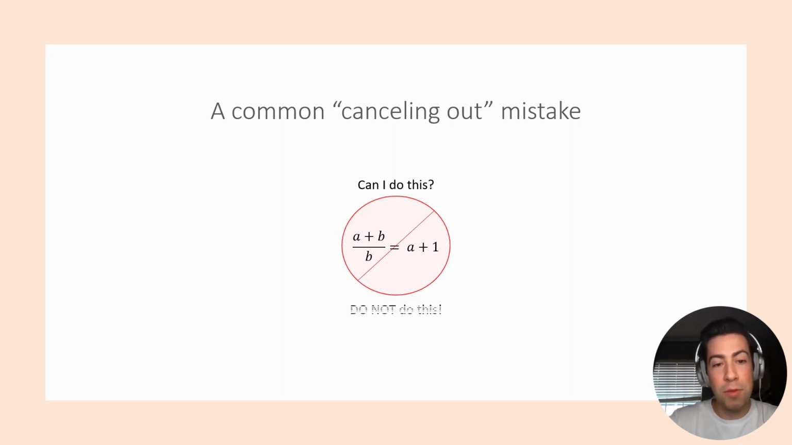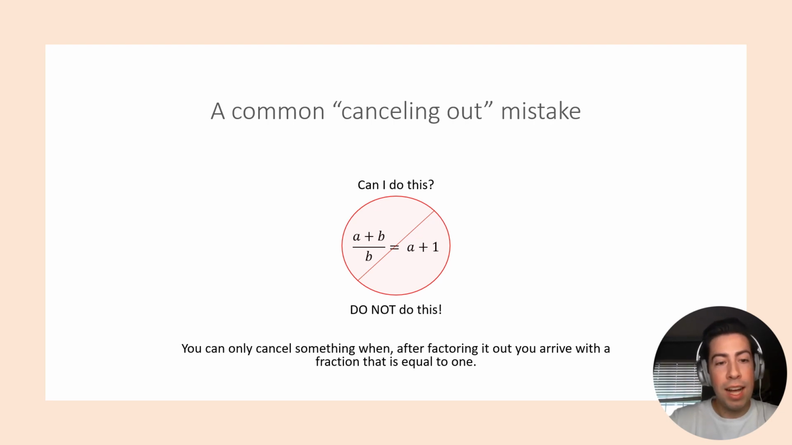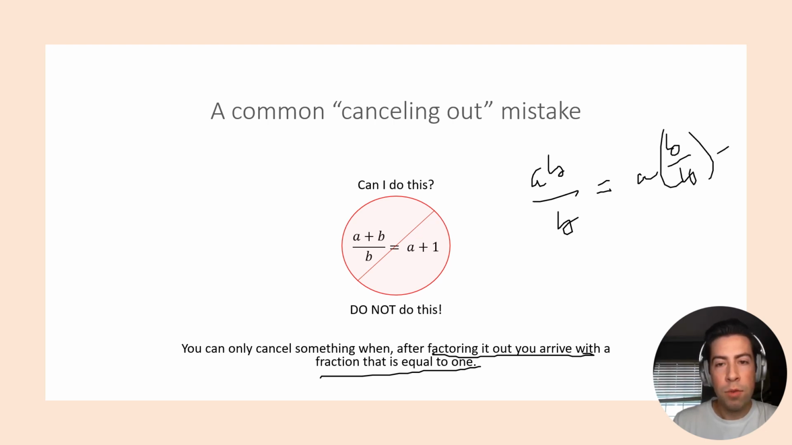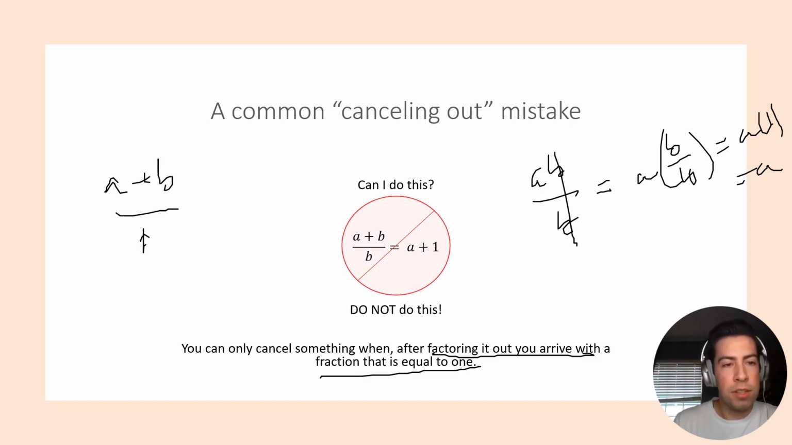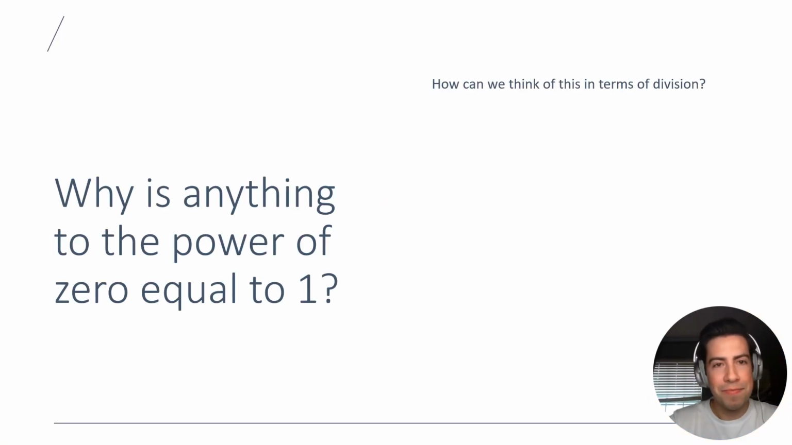Obviously this is wrong. Do not do this. You can only cancel something when, after factoring it out, you arrive with a fraction that is equal to 1. Okay, guys, so what I mean by that is if it was ab divided by b, a times b, this is the same thing as saying a multiplied by b divided by b, which is just a times 1, and then that's just going to equal a, right? So these do cancel. But if we have a plus b, there's nothing to factor out here to be equal to 1, so don't do this.